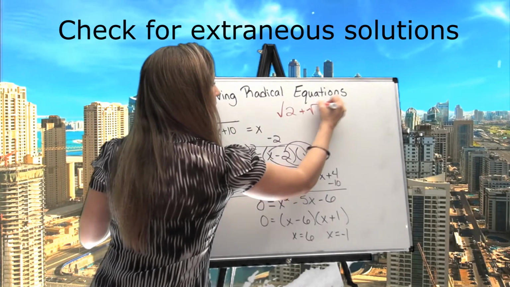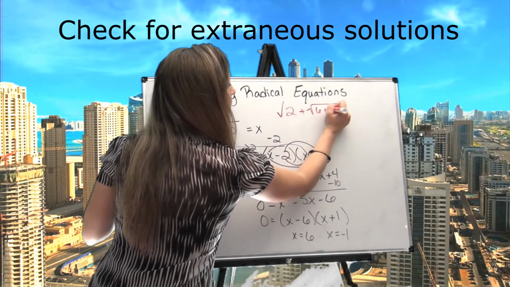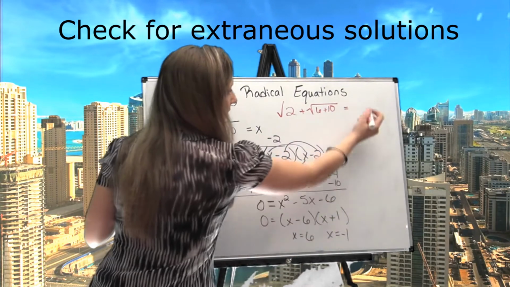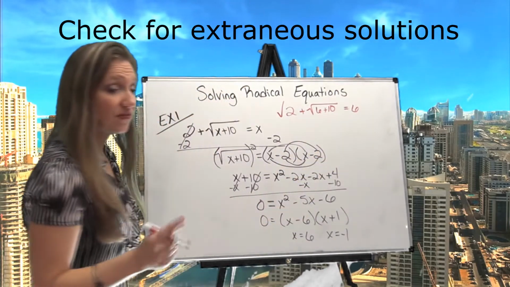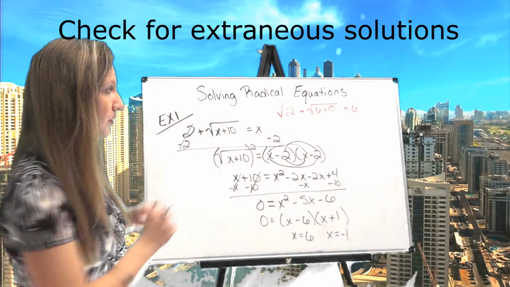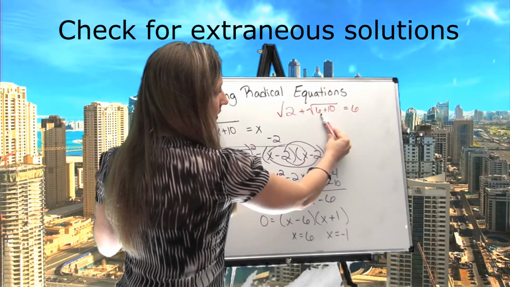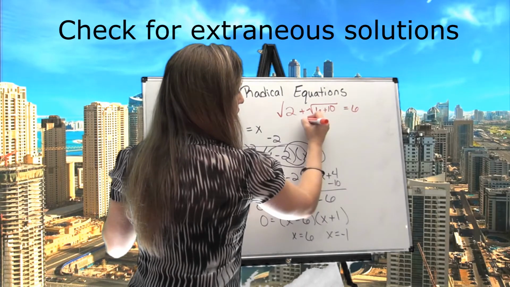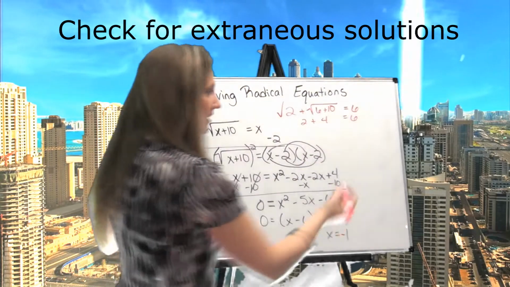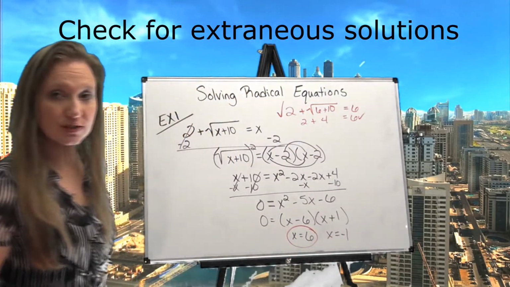2 plus the square root. Now I'm going to plug in my first solution of 6 plus 10 equals, and I'm going to plug in the same solution again of 6. If this is the correct solution, that equation will equal out and be true. So 6 plus 10 is 16. The square root of 16 is 4. 2 plus 4, does that equal 6? Yes, that is true. So 6 is definitely one of our solutions.